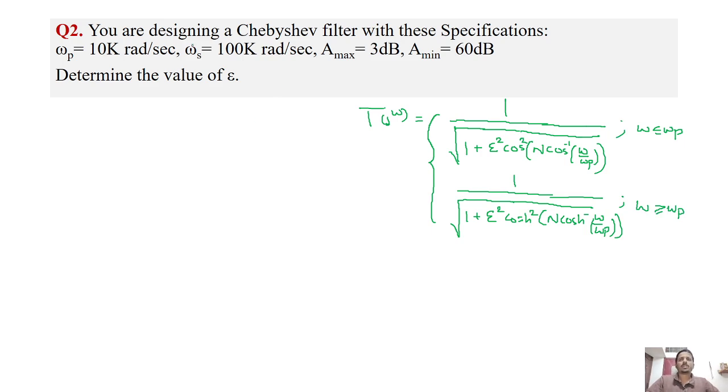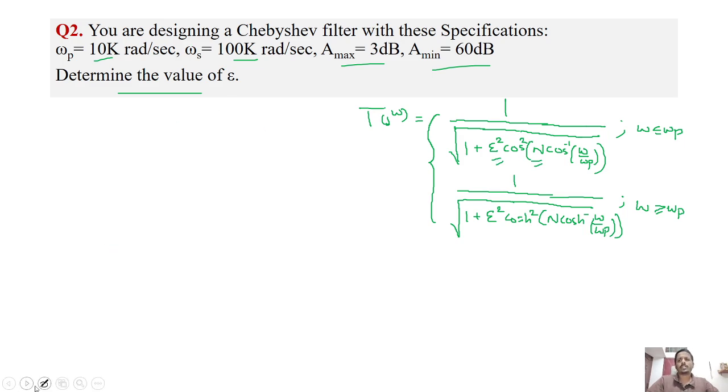Okay. So the second question is: you are designing a Chebyshev filter with this specification: omega p equal to 10 kilo radians per second, omega s equal to 100k radians per second, A max equal to 3 dB, and A min equal to 60 dB. The question is to determine the value of epsilon. So in effect, I think we need to find epsilon and n. In the next question, it will be what is the value of n.